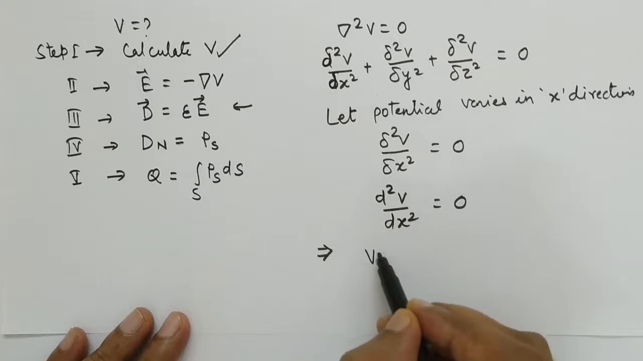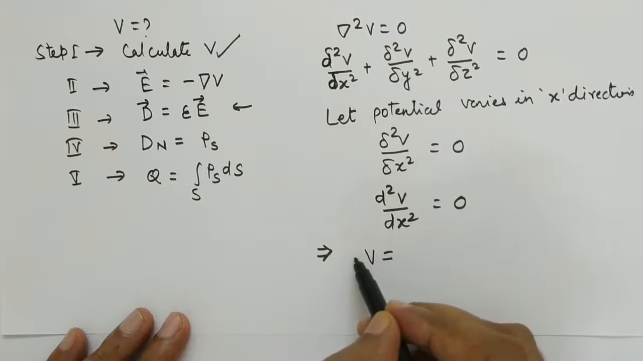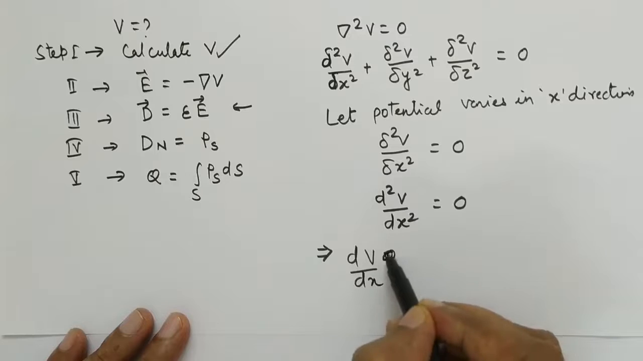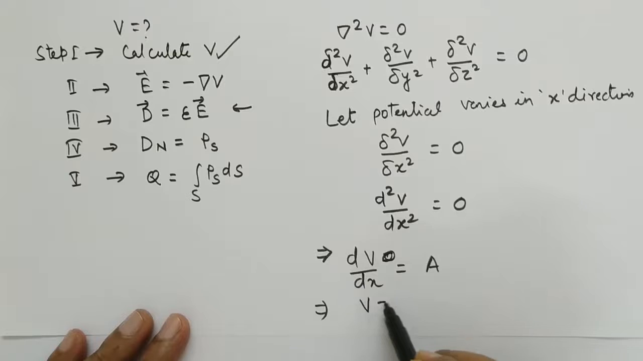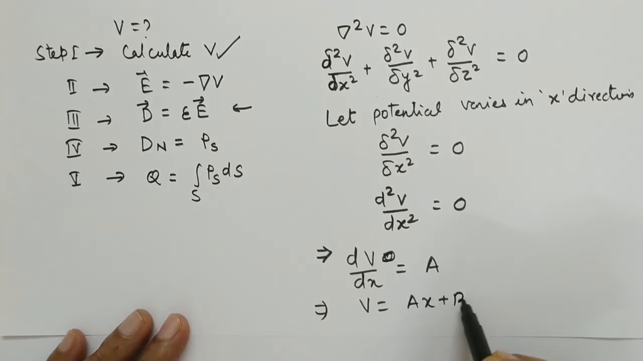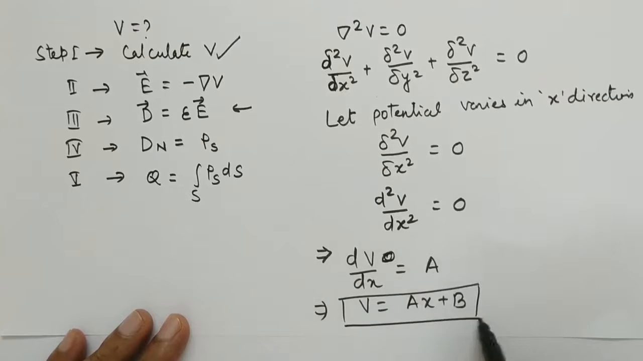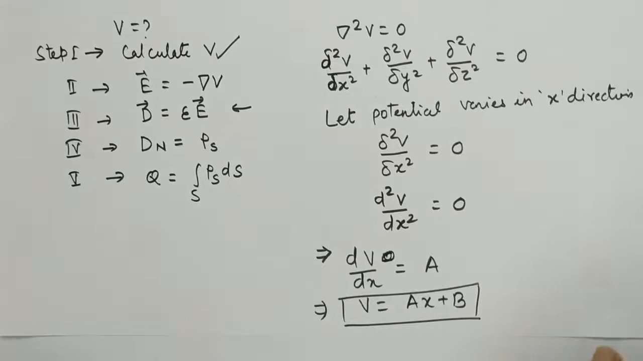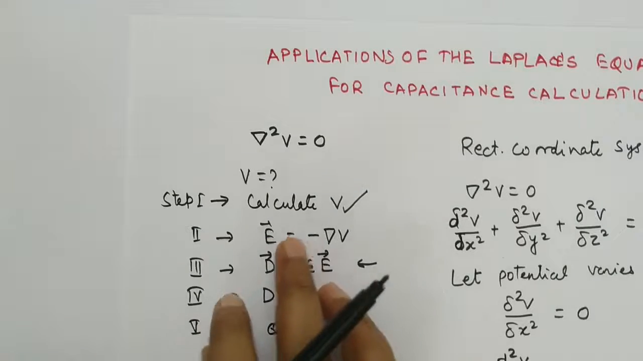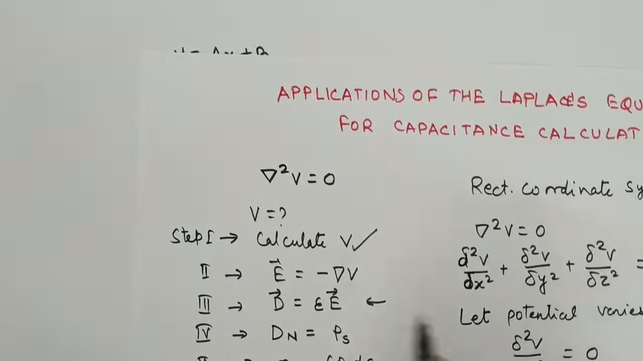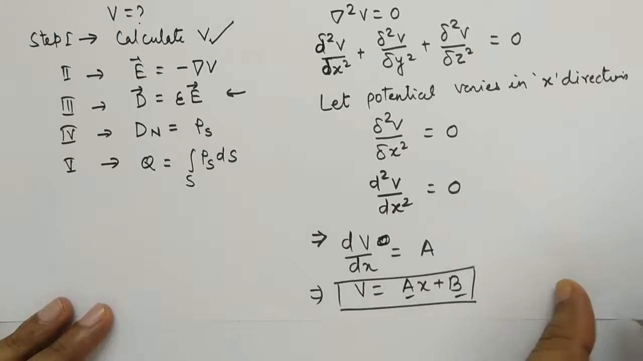If we solve it, in the first step it will be dV by dx equal to A, and then we can write V equal to Ax plus B. So this is our solution of potential. Let us write this here, V equal to Ax plus B. Now we have to apply the boundary condition so that we can find the constants A and B.